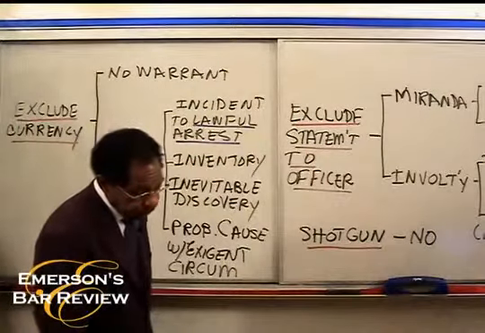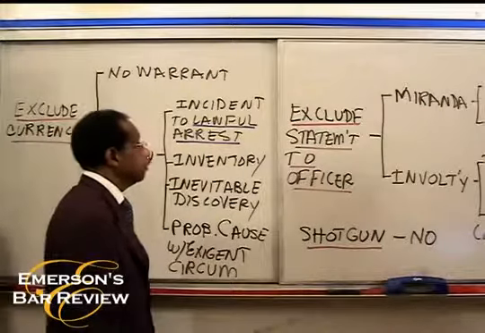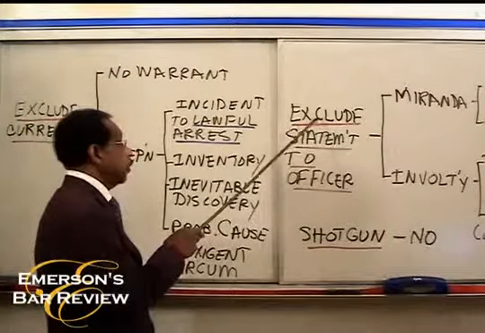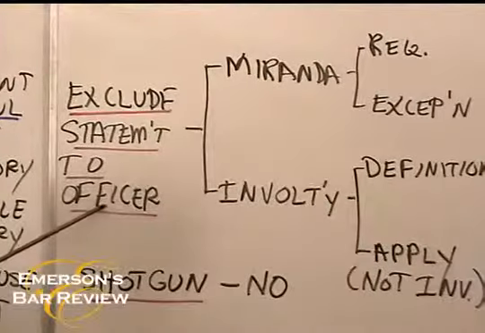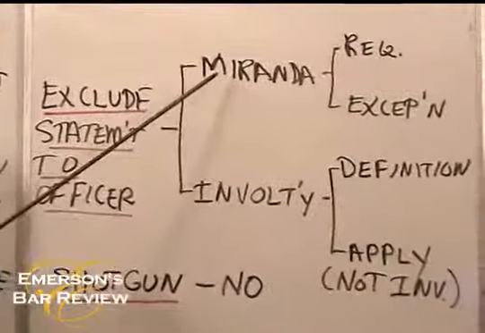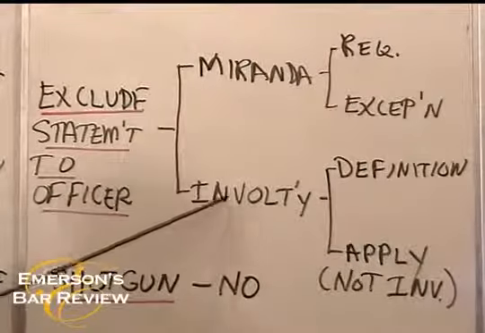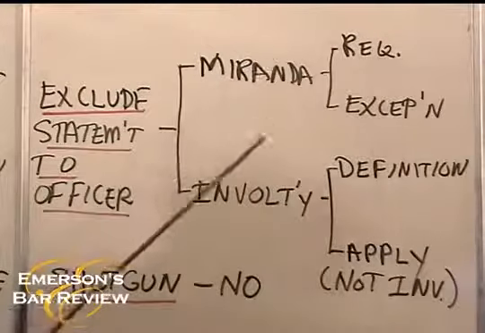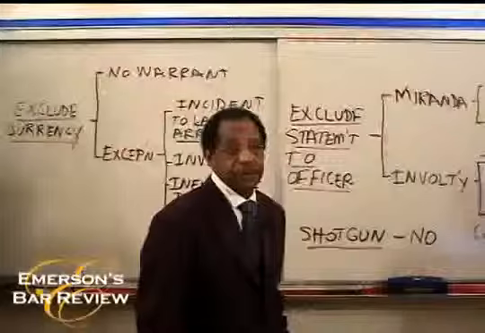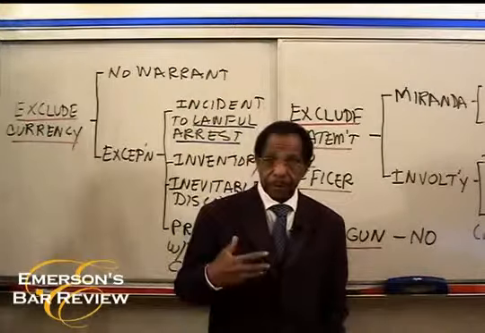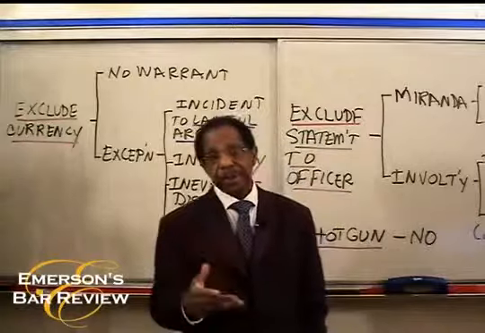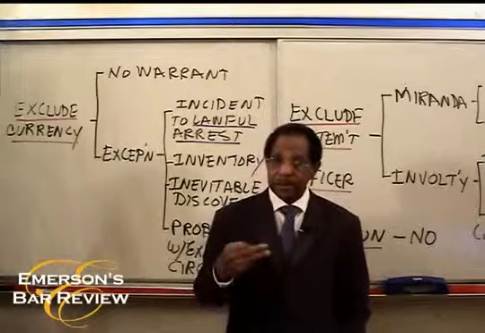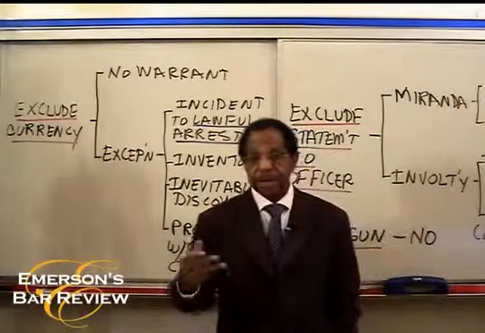Next, you are asked about Dave's statement to the police officer. Well, Dave wants to exclude the statement to the police officer, and the way you would deal with excluding it is either under Miranda or involuntary. Under Miranda, you recall that if a person is in custody of the police, Miranda prohibits custodial interrogation without a waiver of their Miranda rights.